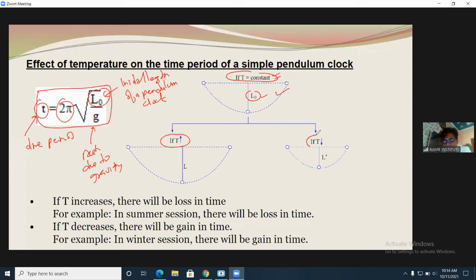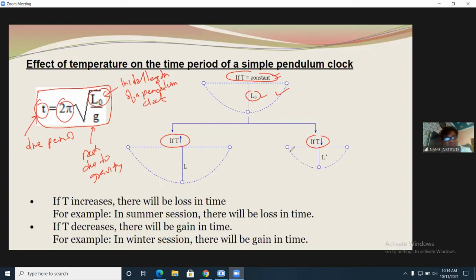Now, if temperature decreases, the length of a pendulum clock also decreases. If length decreases, this pendulum will take less time to complete one oscillation with respect to this pendulum. So if a pendulum is taking less time to complete one oscillation, there will be the gain in time.